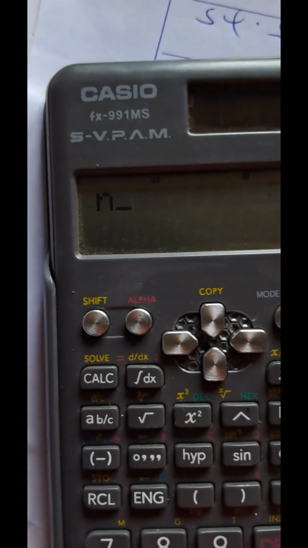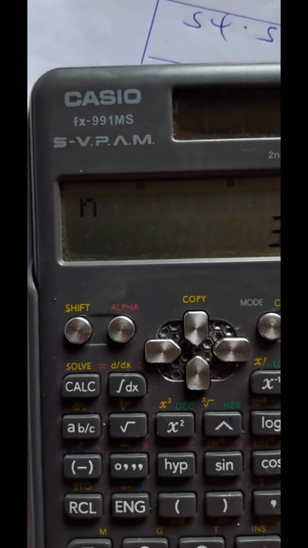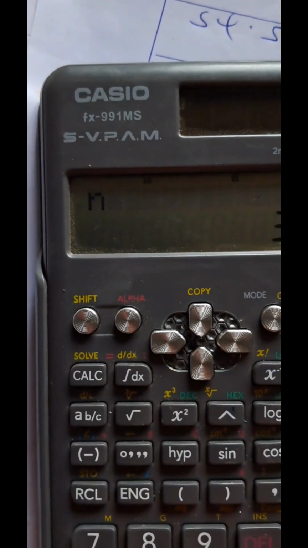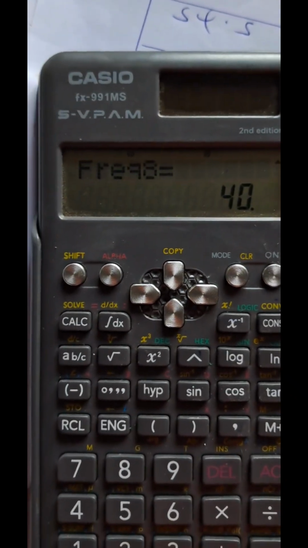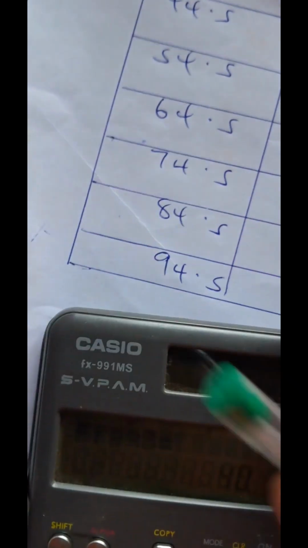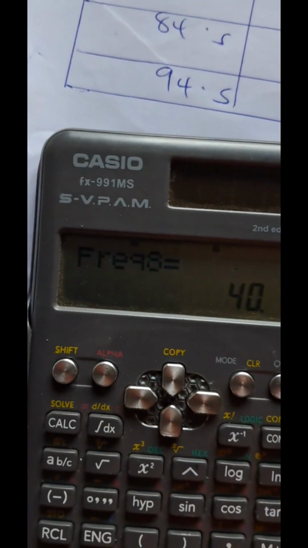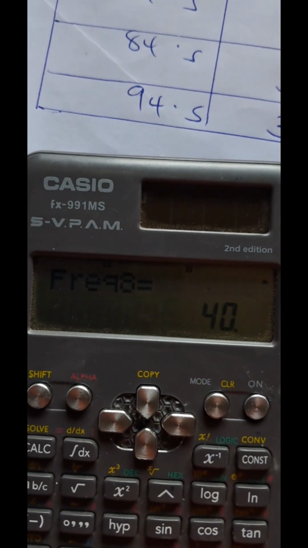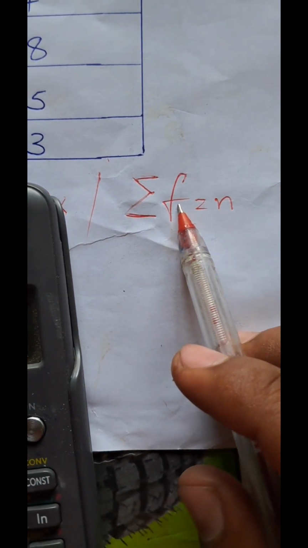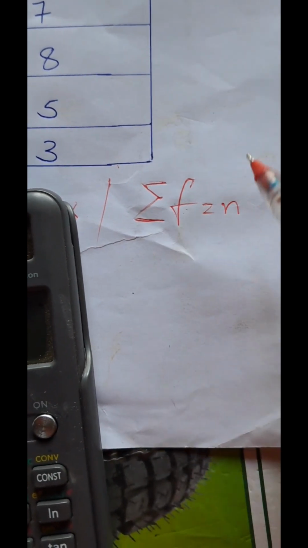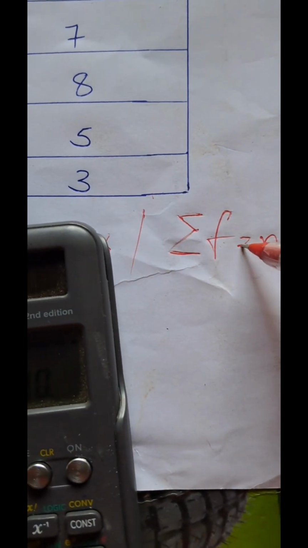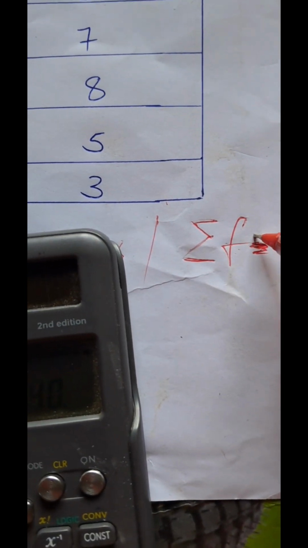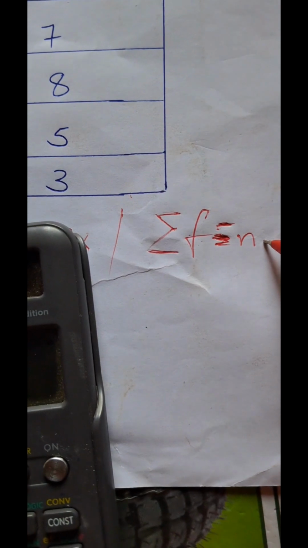So you press option 3. Then after pressing option 3, the screen will show you n. Then you press the equal sign, and it will show you the summation of f, which is equal to n. That's how it is displayed in the calc.